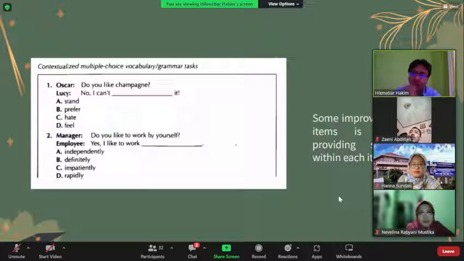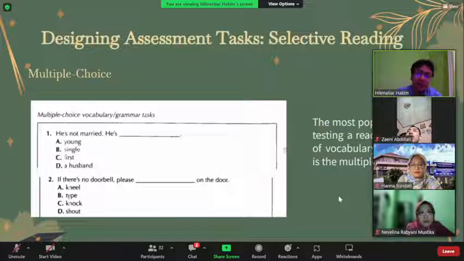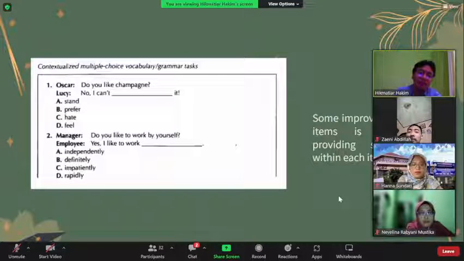But based on the book, it also provided examples of another type of multiple choice. The previous one doesn't have any context. Just he's not married. He's what kind of context is it? This is just a sentence. In the book, they give us more examples, the ones with context. For example, the context of people having a conversation. Do you like champagne? No, I can't stand it. In this type of multiple choice, you have a context, in what context they are having the question. In here, people are having a conversation.